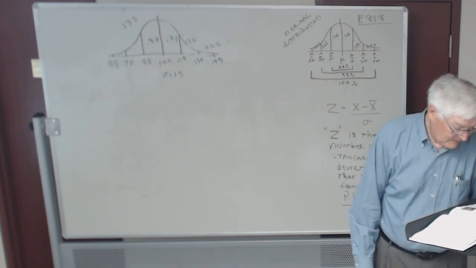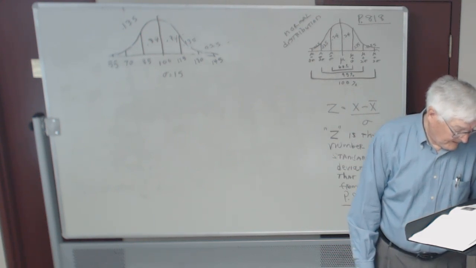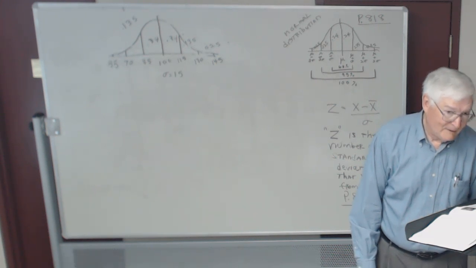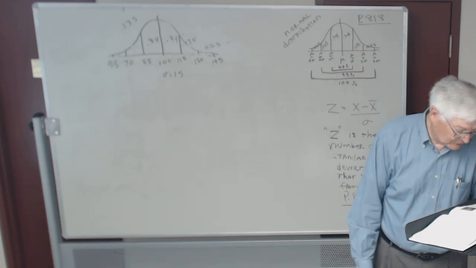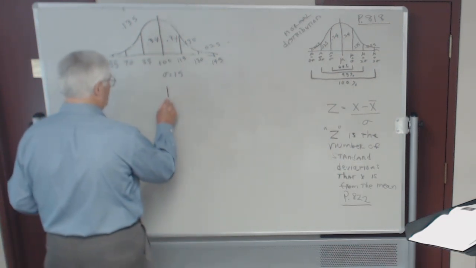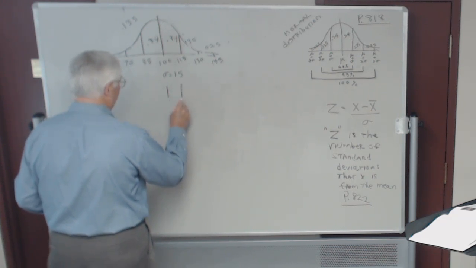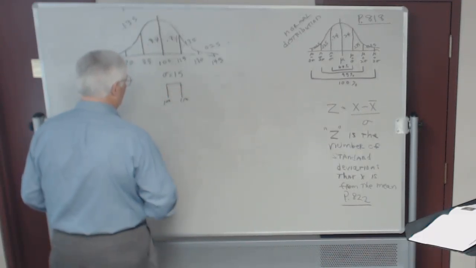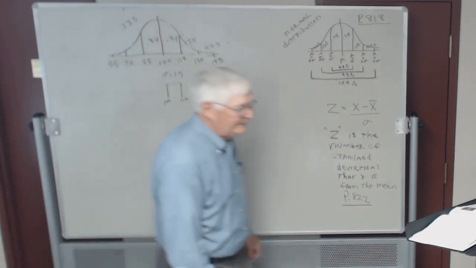So now, for problem number 20? Oh, let's do number 19. Find the probability that a person selected at random will have a score between 100 and 110. Okay, here's 100. 110 would be right there. So, what's the probability of scoring between 100 and 110?